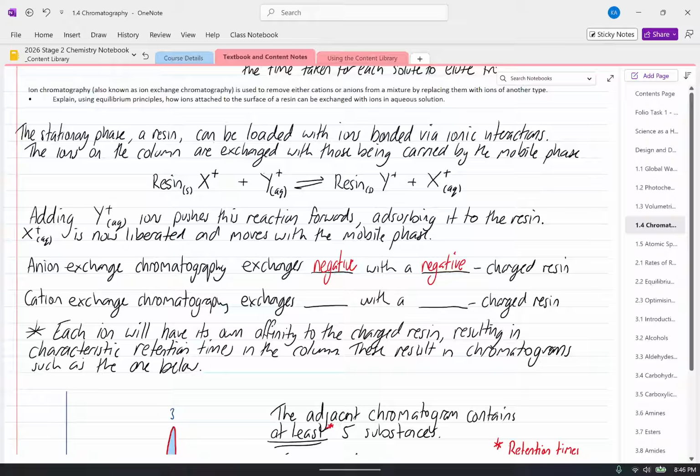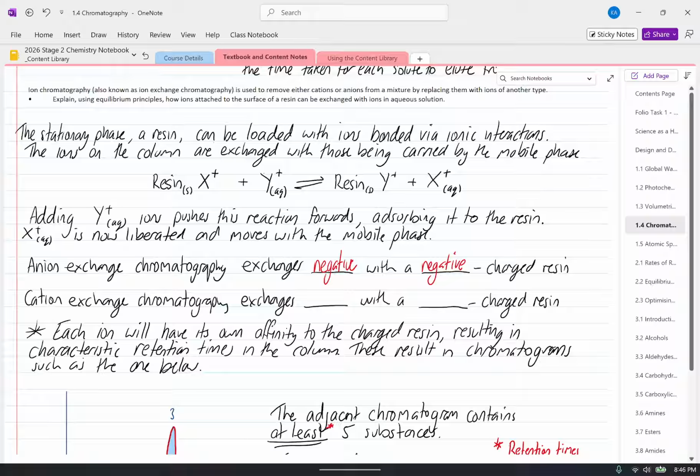Now conversely, cation exchange exchanges cations, and the only way for those cations to be exchanged is if the resin is able to bond to them, and the electrostatic interaction, positive and negative, happens by a negatively charged resin. Hopefully I haven't confused you there. I probably should have checked all the way down here and remembered exactly what I wanted before I recorded this.